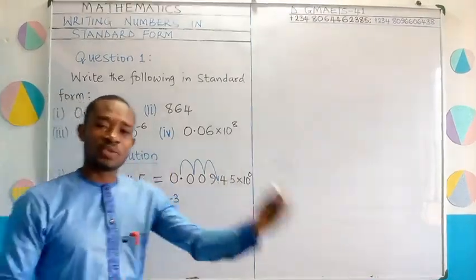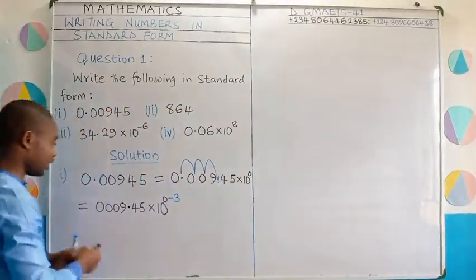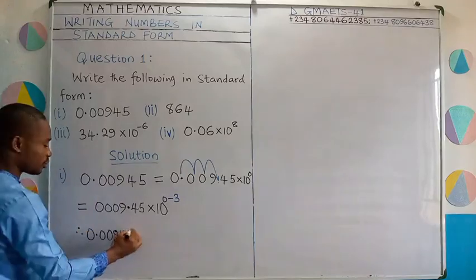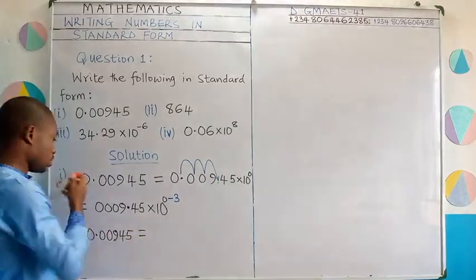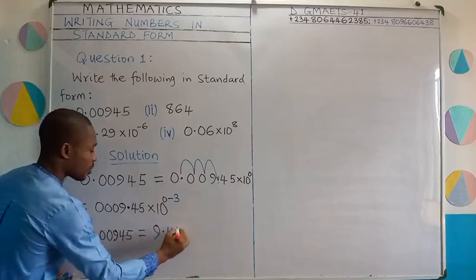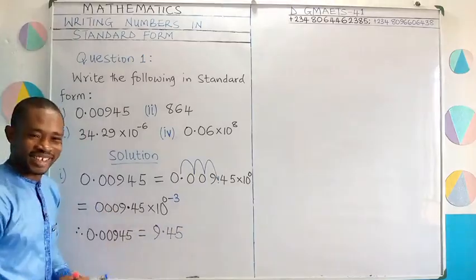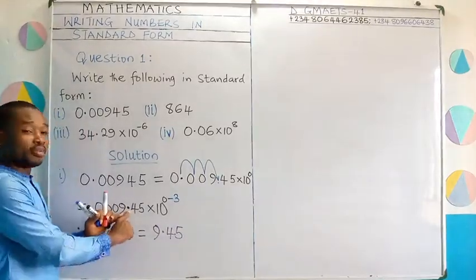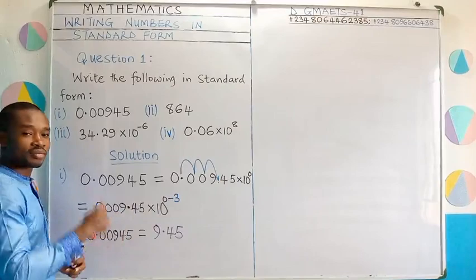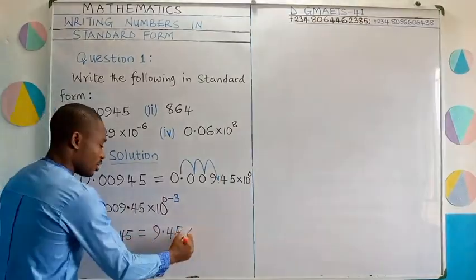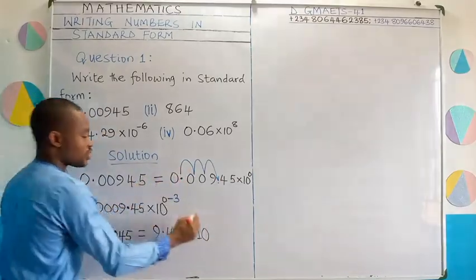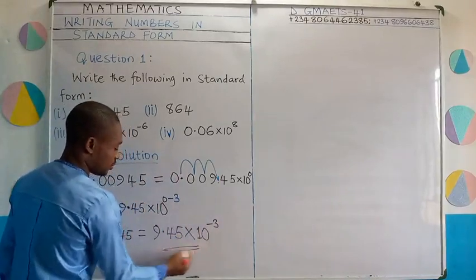Remember, if you're moving points to the right, you subtract from the power of 10. I can now conclude, therefore, that 0.00945 is equal to 9.45. This 000 does not mean anything because they appeared before this digit, which is not 0, and then you now have your point. So I'm going to multiply by 10 raised to the power minus 3. If you have 0 minus 3, it's going to give you minus 3. Answer.